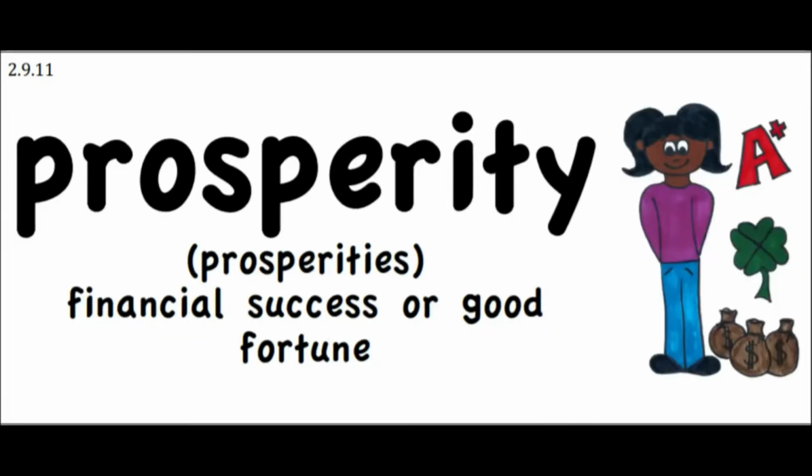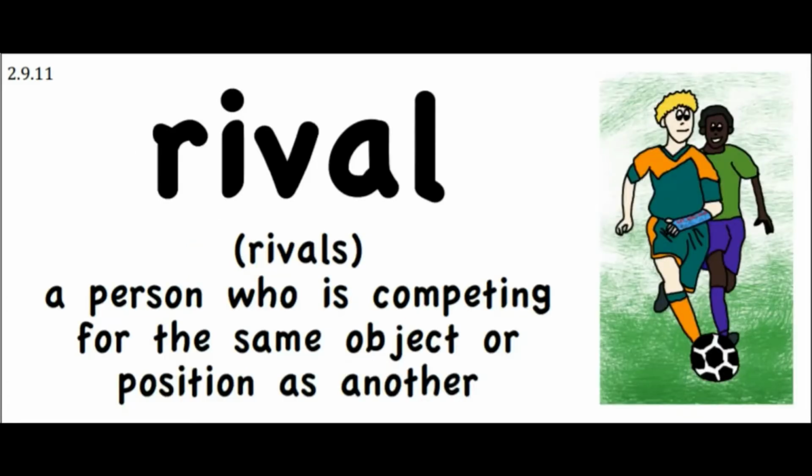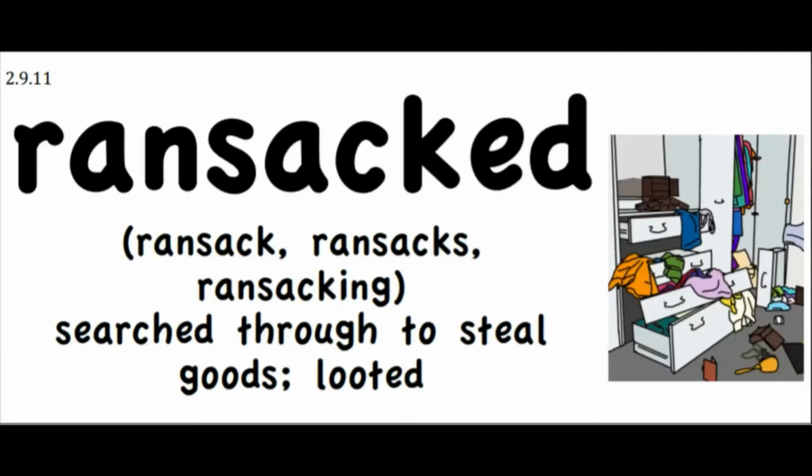Prosperity. Prosperity means financial success or good fortune. Rival. A rival is a person who is competing for the same thing or position as another. During the Civil War, the Union Yankees and Confederate rebels were rivals. Ransacked. Ransacked means searched through something to steal goods, or looted.